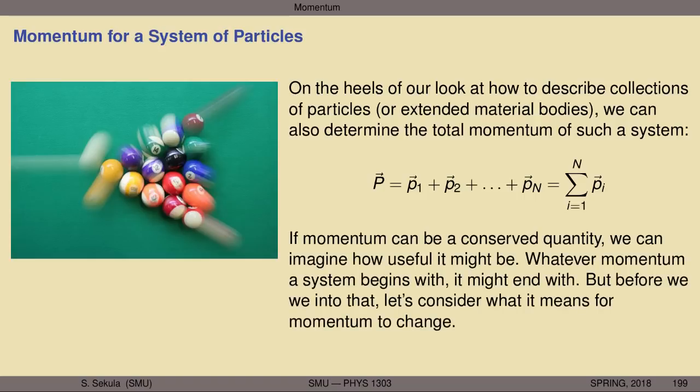Now, just to sneak ahead, if it were true that momentum can be a conserved quantity, well, this would be quite useful. Because whatever momentum a system began with, we could isolate it and close it off and then know that once we've achieved that, the momentum inside the system does not change, then we would know exactly the momentum the system would end with. Okay, that's a potentially useful thing, but we're not quite there yet. So before we get into that, let's consider what it means for momentum to change.